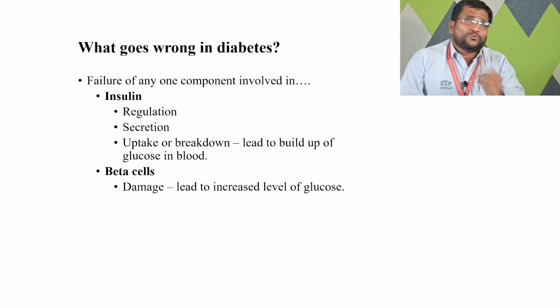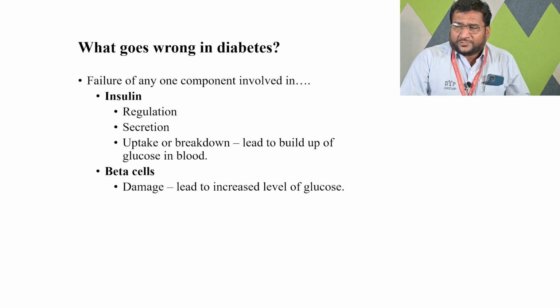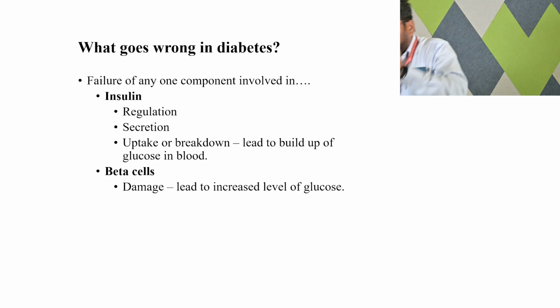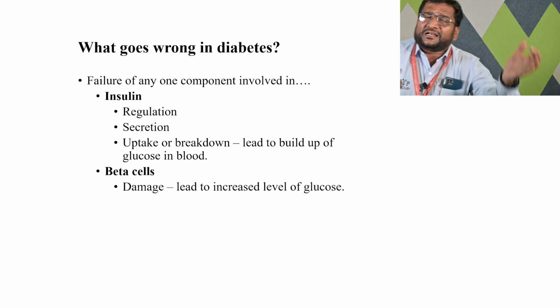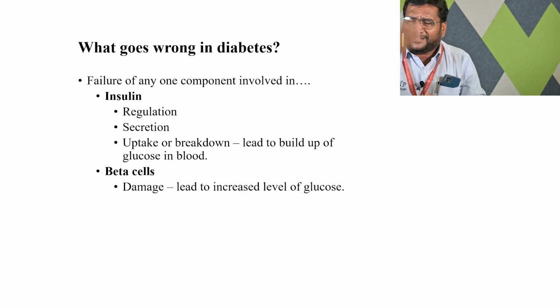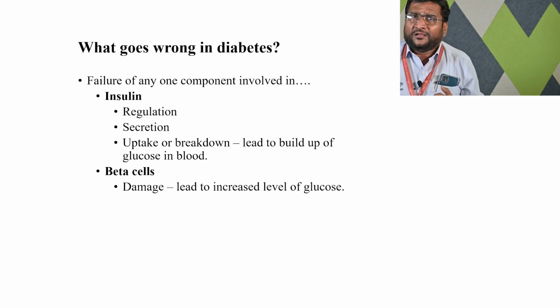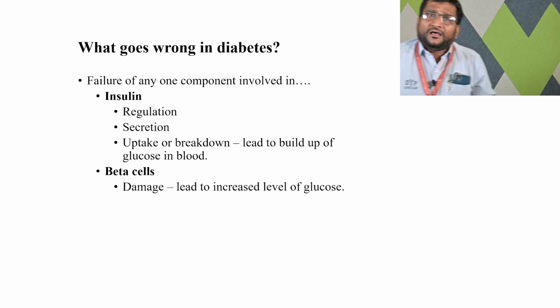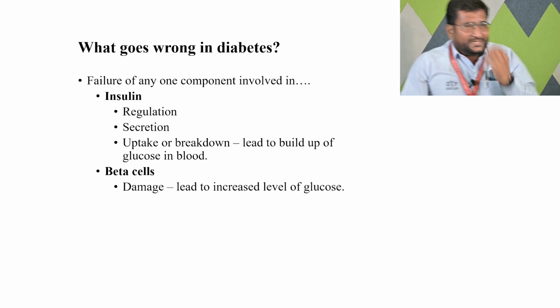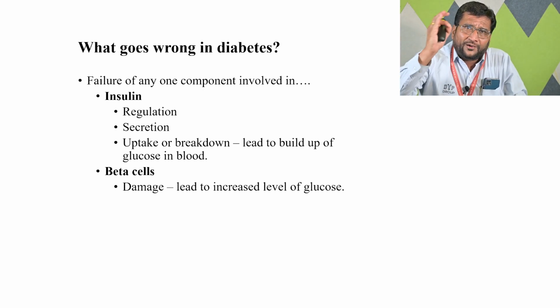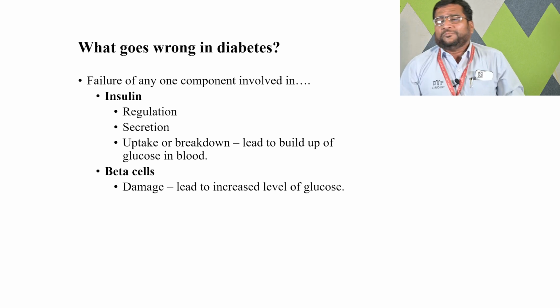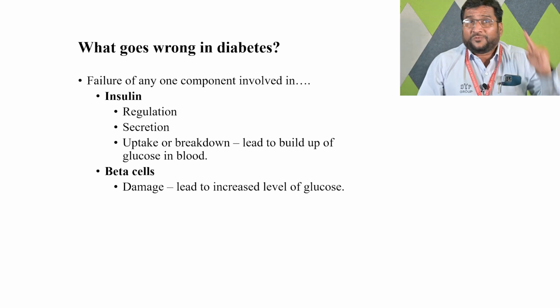Now, what exactly goes wrong in diabetes mellitus? So mainly it is related to the endocrine pancreas. Previously we studied that the alpha cells secrete glucagon, which is responsible for releasing glucose from the liver, whatever the spare reserve is, and the beta cells release insulin. So there is failure of any one component involved in the process. So the first part is insulin.